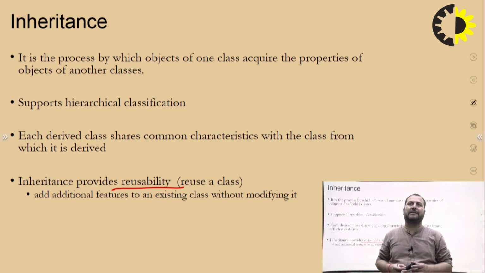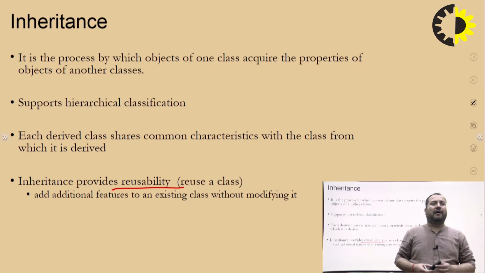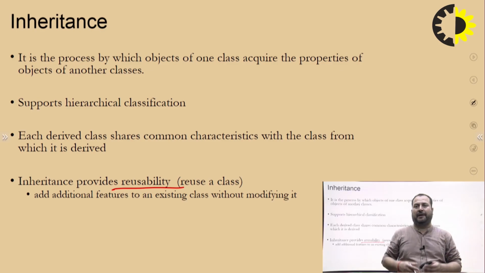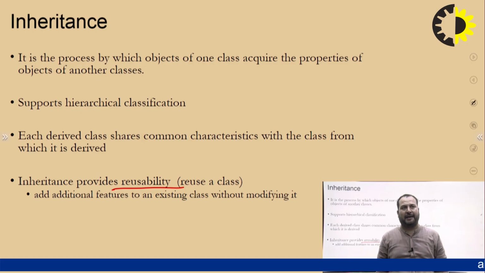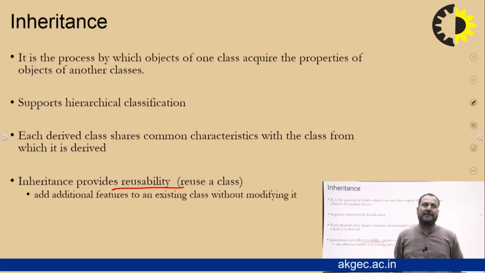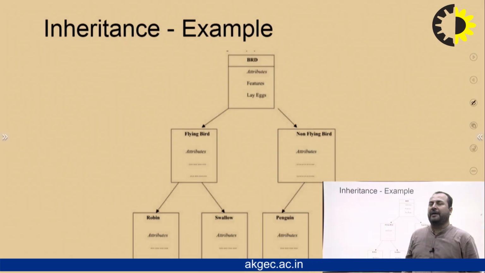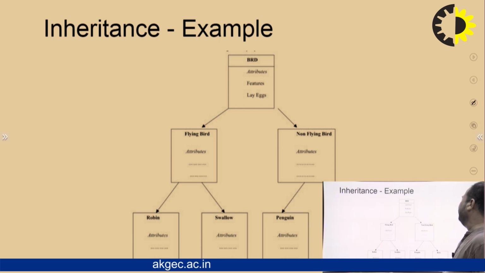Inheritance is the process by which we can extend the features of a class by creating a new subclass. Sometimes it is called a derived class, sometimes a subclass, and a subclass can inherit the features of its base class. Like here we can see that a bird could be categorized further into flying bird and non-flying bird, and further like this.